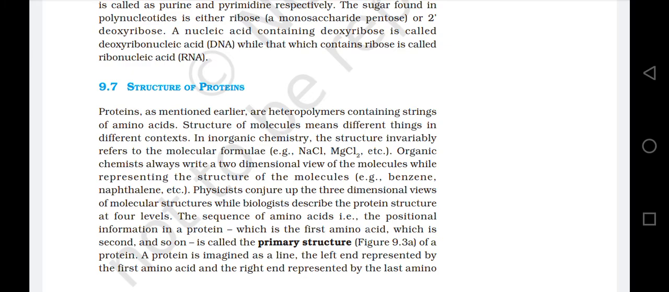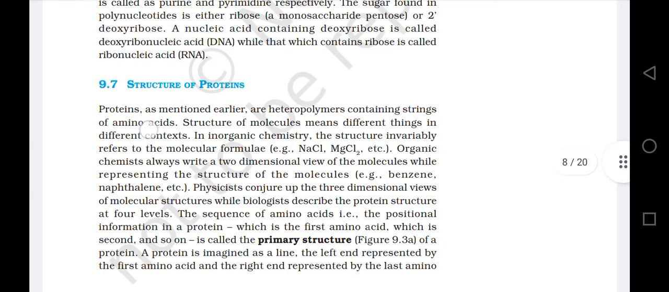NCERT Class 11, Chapter 9, Biomolecules, 9.7 Structure of Proteins. Proteins, as mentioned earlier, are heteropolymers containing a string of amino acids.